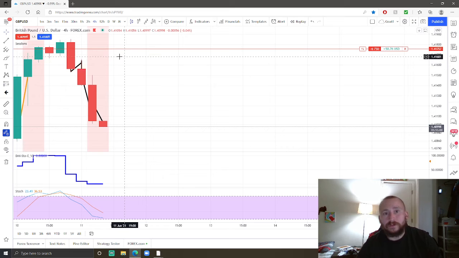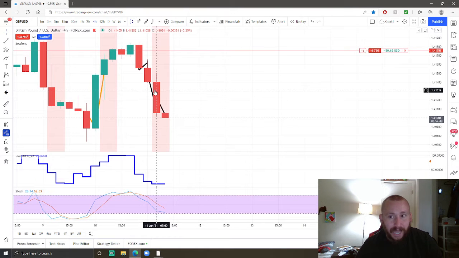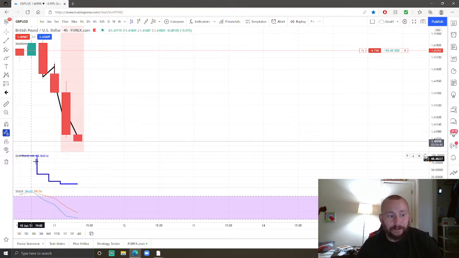Now, in order to determine the market and the price action, I use the 4-hour, right? I use the 4-hour time frame. And that's my basis of actual price action. Now, this right here, this does change. Not often, but it does change, right?